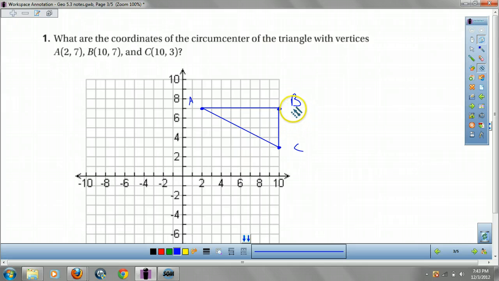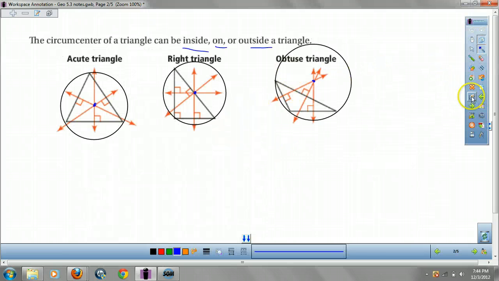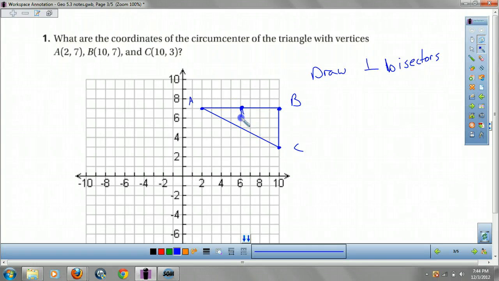Step 2, we need to draw our perpendicular bisectors. So I look at AB. What's the midpoint of AB? Well, it's 1, 2, 3, 4, 5, 6, 7, 8, right? Half of 8 is 4. So I cut this in half, 2, 3, 4. And I draw a line. It's perpendicular. And look, I can follow this line right here, right?